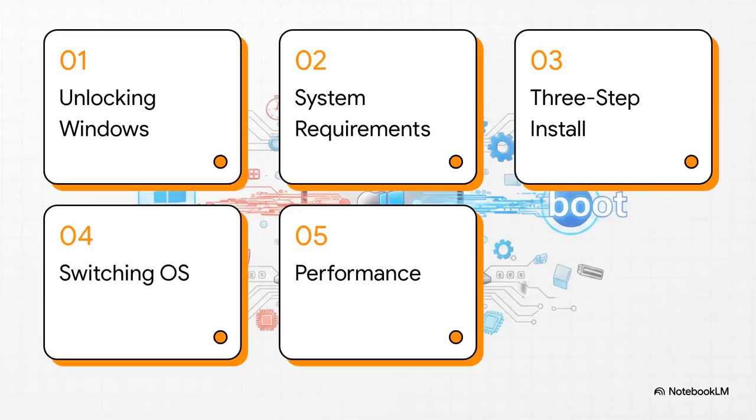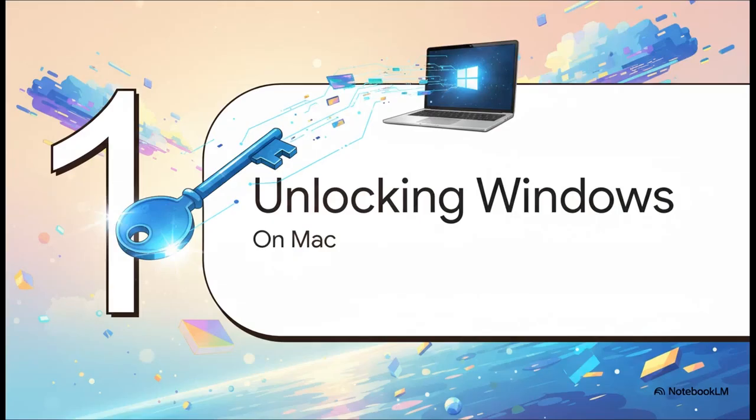To keep things moving, here is our quick agenda. We're going to cover 1. Unlocking Windows on Mac. 2. Crucial system requirements. 3. The 3-step installation. 4. Switching operating systems. And finally, 5. Under-the-hood performance. All right, let's kick things off with Section 1, Unlocking Windows on Mac.